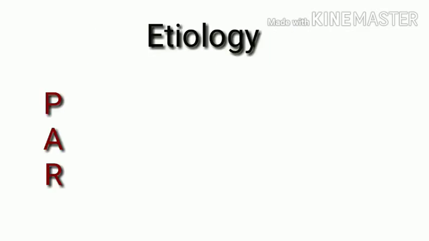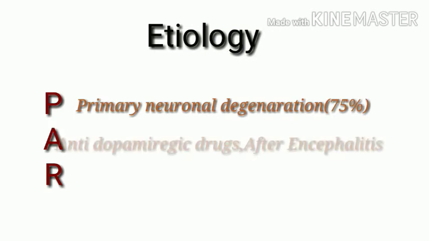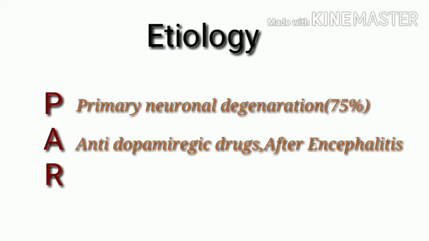Etiology can be remembered with the word PAR. P is for primary neuronal degeneration. In 75%, Parkinson's disease is caused by neuronal degeneration. A stands for anti-dopaminergic drugs and after encephalitis. After encephalitis and use of anti-dopaminergic drugs can lead to the signs and symptoms of Parkinson's disease. And R stands for rare causes. The rare causes are Wilson's disease and some toxins.